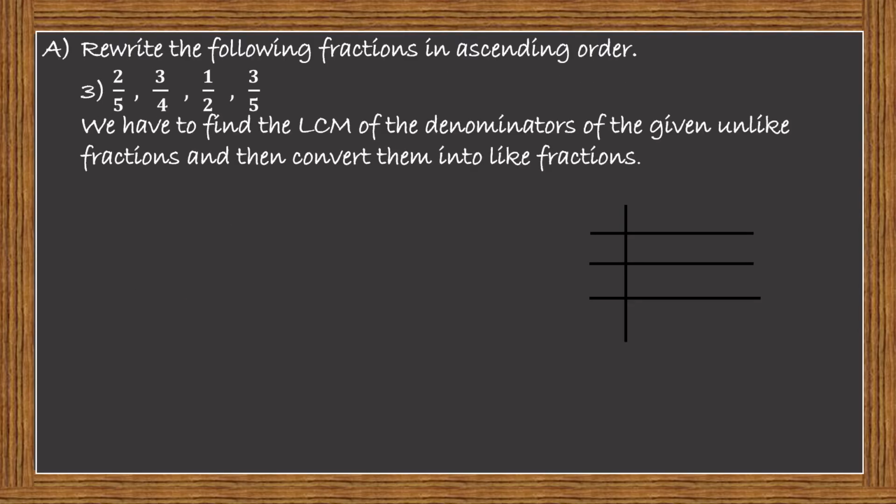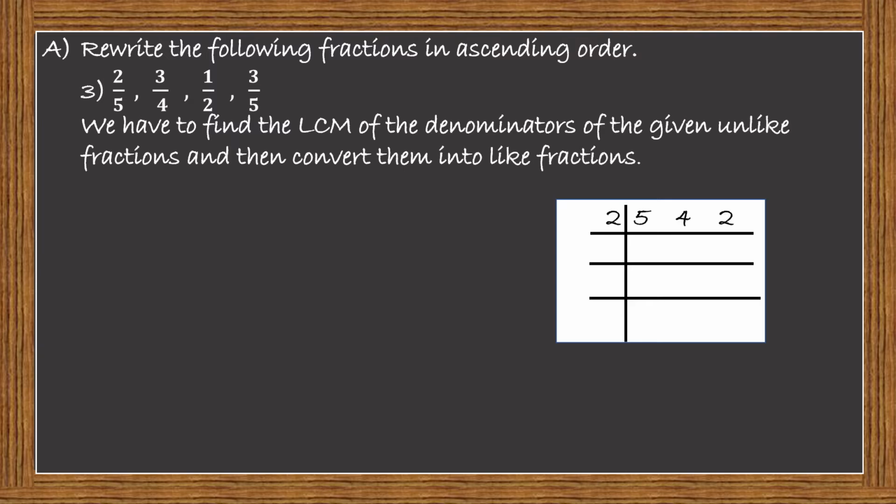Yes, the third example is: rewrite the following fractions in ascending order. And here is the third type. These are again unlike fractions with different denominators and numerators. So here we have to find the LCM of the denominators of the given unlike fractions and then convert them into like fractions so that we can compare. And we all know how to find the LCM by the short division method. We have to find the LCM of the denominators. So let's find it out.